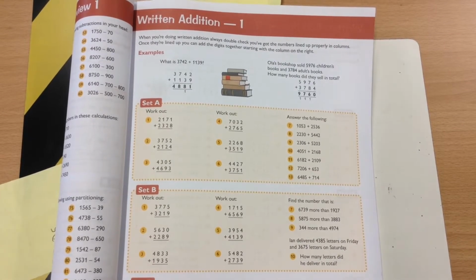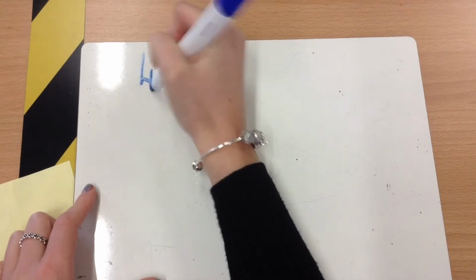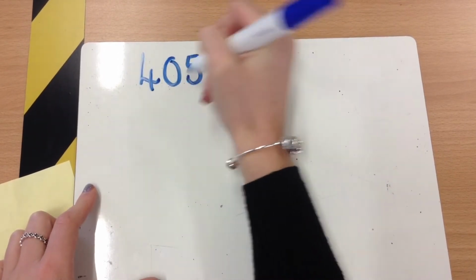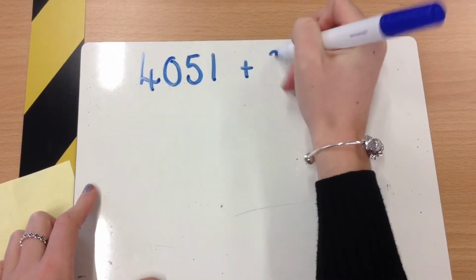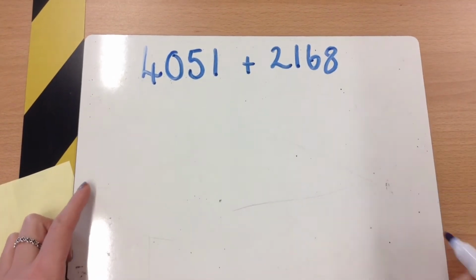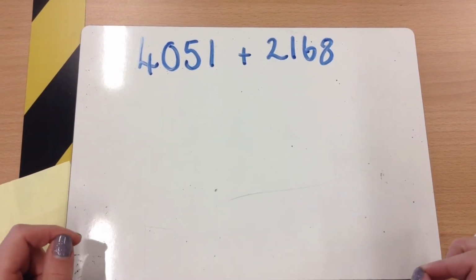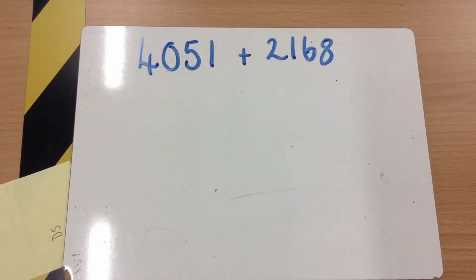So we're going to start off by looking at set A, question 10. And that says we need to do 4,051 add 2,168. Now in the book it reminds you that it's really important to make sure that you're lining up your columns correctly, as this is what's going to help you get the right answer.